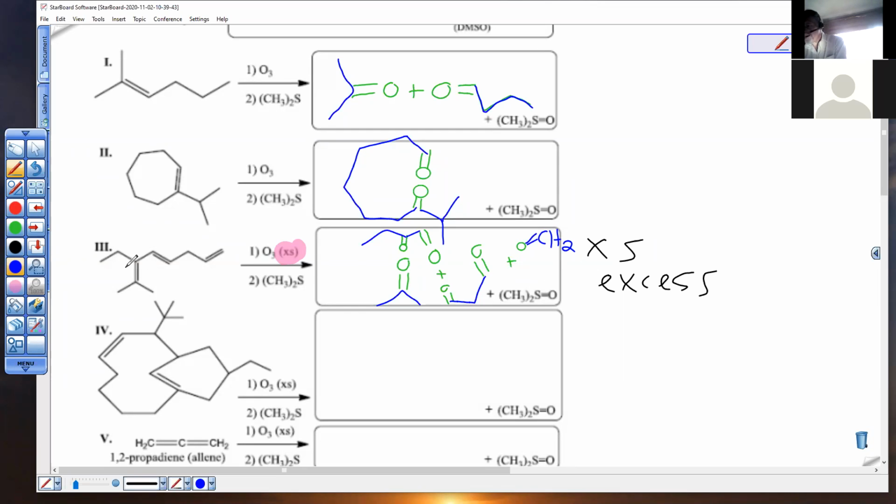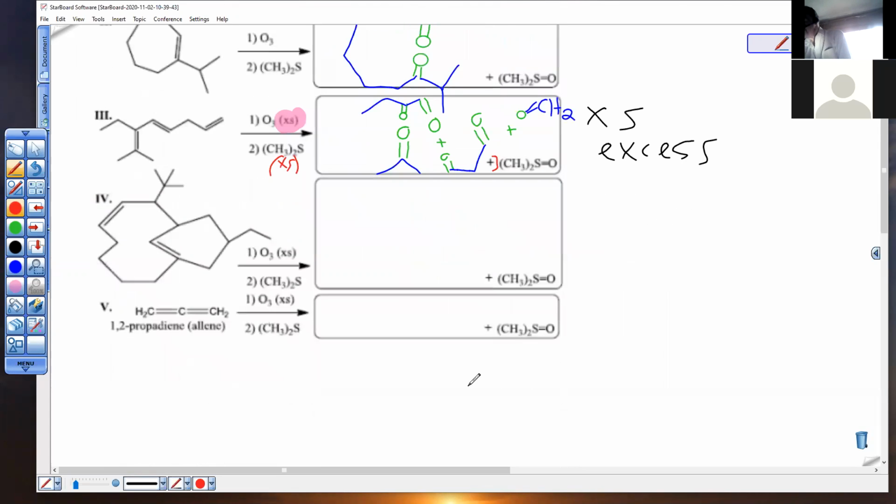So we've accounted for all the carbons, 1, 2, 3, 4, 5, 6, 7, 8, 9, 10, 11. And you would make 3 of these if you're doing some stoichiometry, which means you probably needed an excess of this as well, right? 3 of those. And there you have it.